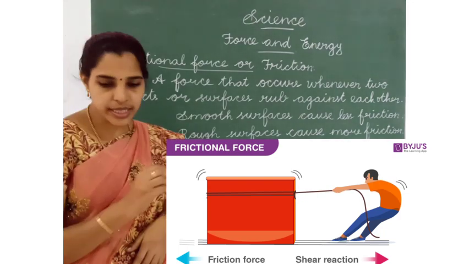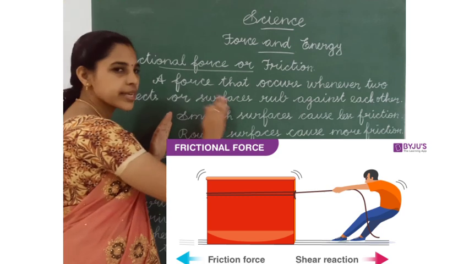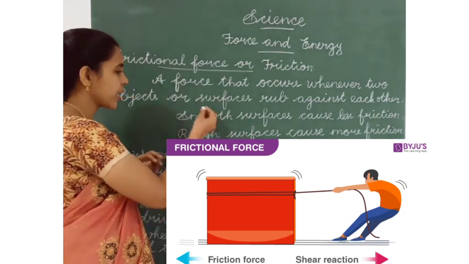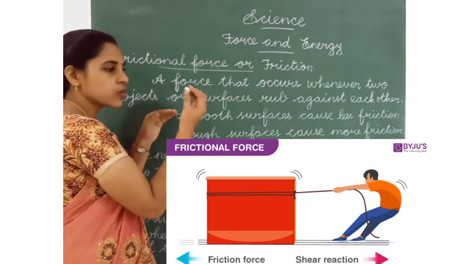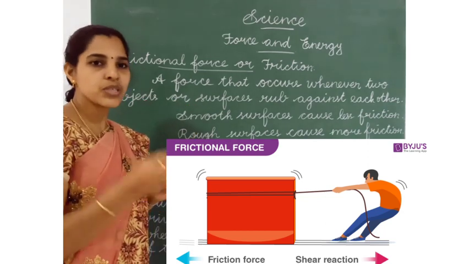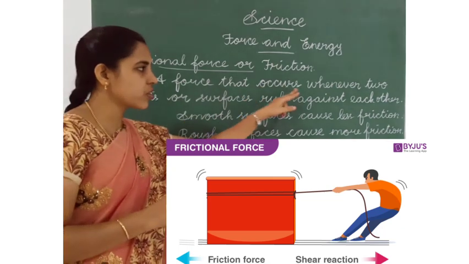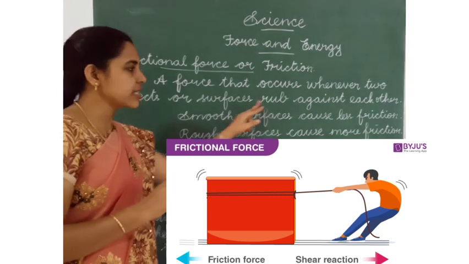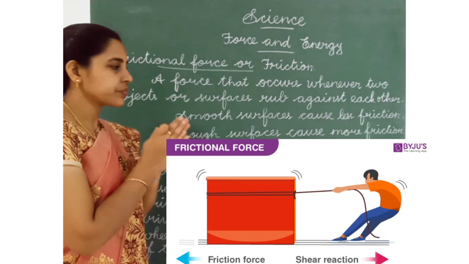See, when I am using the chalk piece to write on the board, the board is one object and chalk is another object. So in this force two objects are included. A force that occurs whenever two objects or surfaces rub against each other. They will touch. Okay.